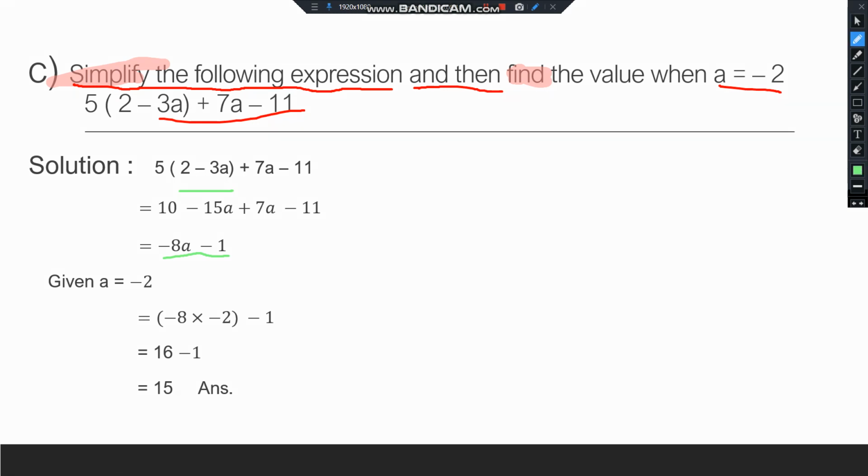So understand, this is the first part, right? And this is the second part of the question. So if you have only got 15 just by putting the value, you'll get only half the marks of the question, that is 2 marks.